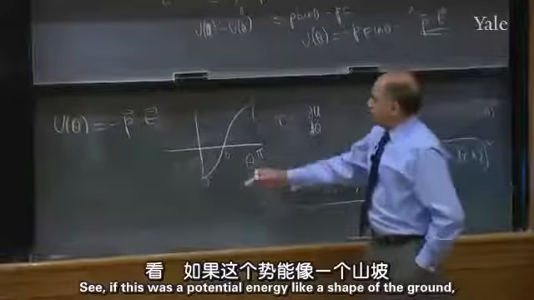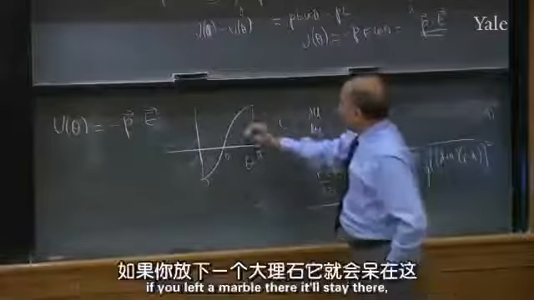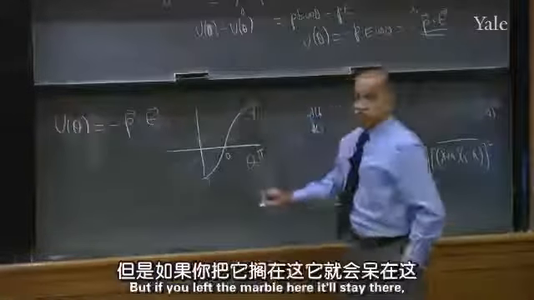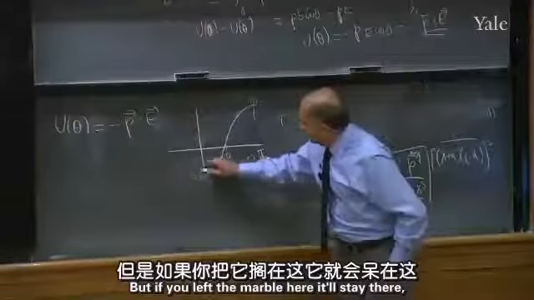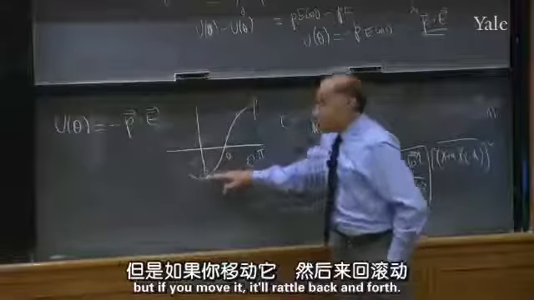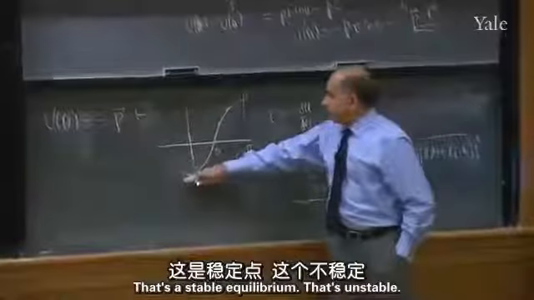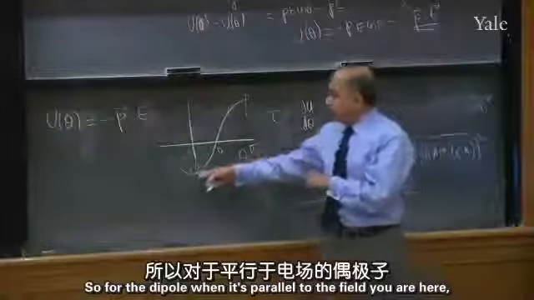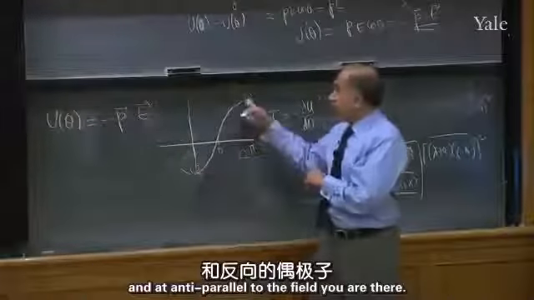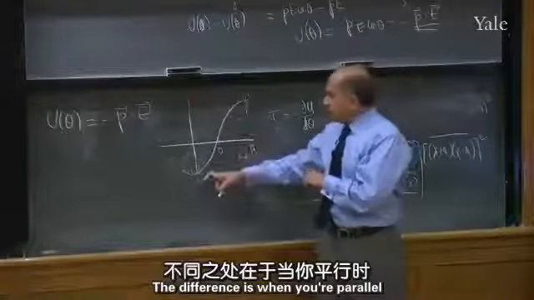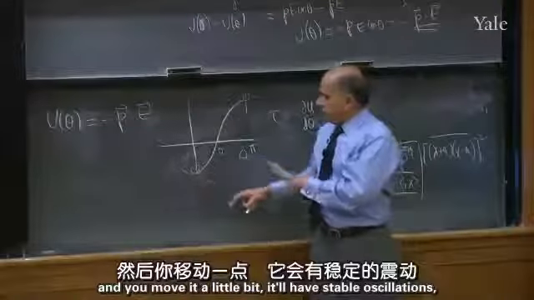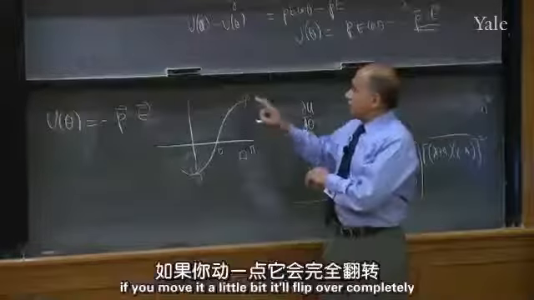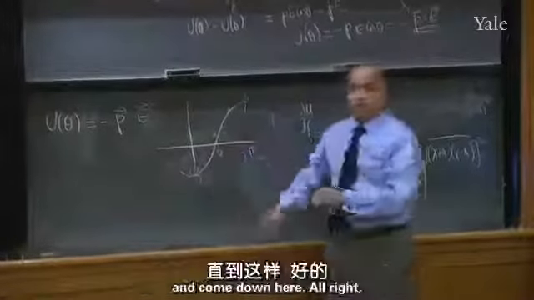See, if this was a potential energy, like the shape of the ground, and you left a marble here, it'll stay there, but if it moved a little bit, it'll roll downhill. But if you left the marble here, it'll stay there, and if you moved it, it'll rattle back and forth. So that's a stable equilibrium, that's unstable. So for the dipole, when it's parallel to the field, you are here. When you're anti-parallel to the field, you're there. When you're parallel and you move it a little bit, it'll have stable oscillations. Whereas if you're anti-parallel and you move it a little bit, it'll flip over completely and come down here.